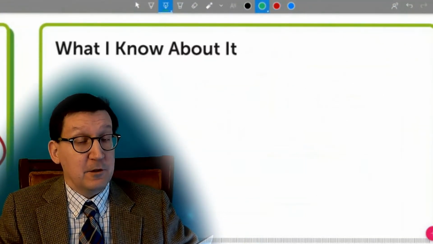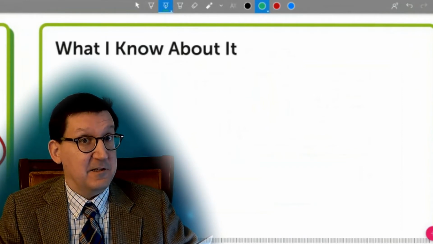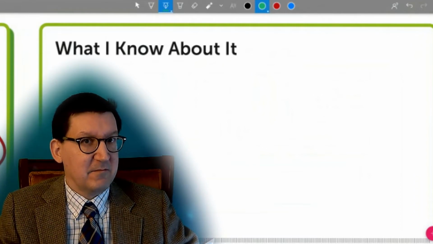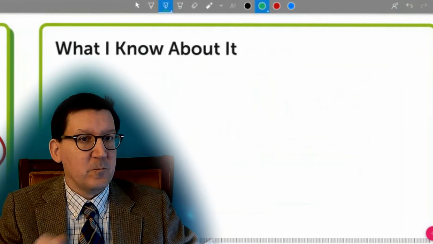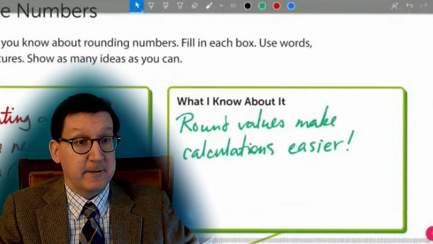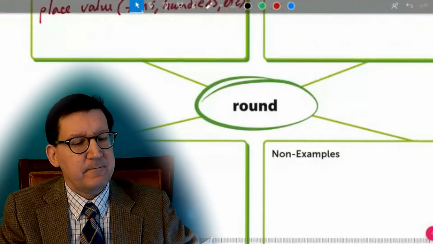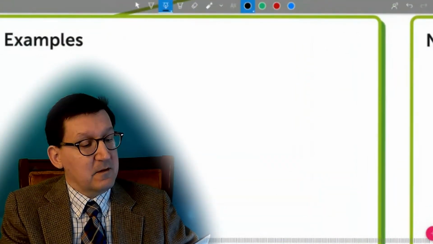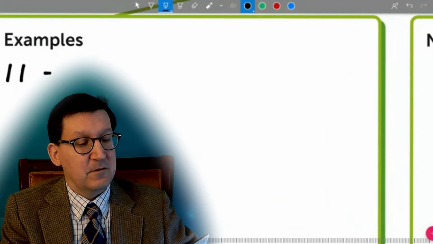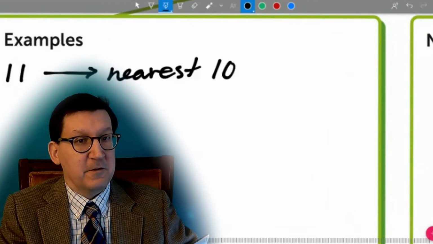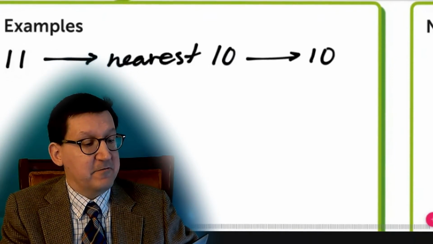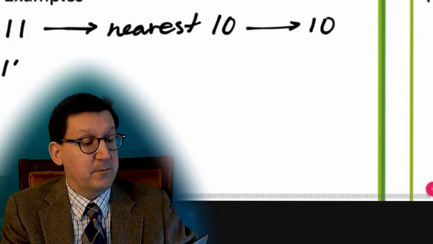So, what do we know about it? Well, the one thing that we just learned from the previous page is that it makes calculations a lot easier, right? You don't have to get into all the details of all the little number values. If you can just kind of ballpark it and find out roughly where you're going to be. So, round values make calculations easier. Pretty good. So, some examples. Let's look at some examples of rounding. So if we had, let's say, 11, and round that to the nearest 10, 11 rounded to the nearest 10 would be 10, right? Let's see, we have 104.5.